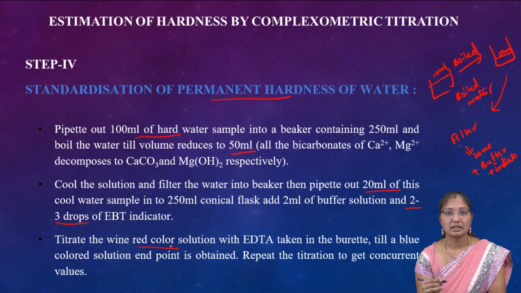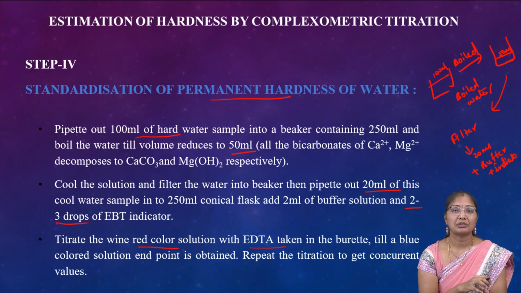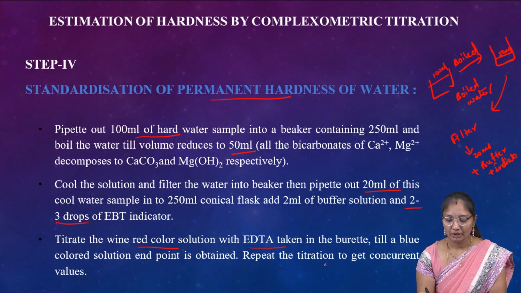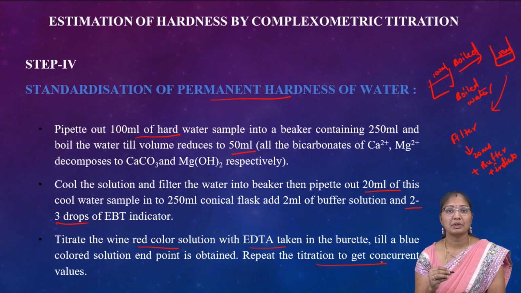Then when it is titrated with EDTA, it absorbs the ions from the metal complex formed with the indicator. Then it results in a colorless complex plus free indicator. Then the blue color is formed. So the same titration has to be repeated.